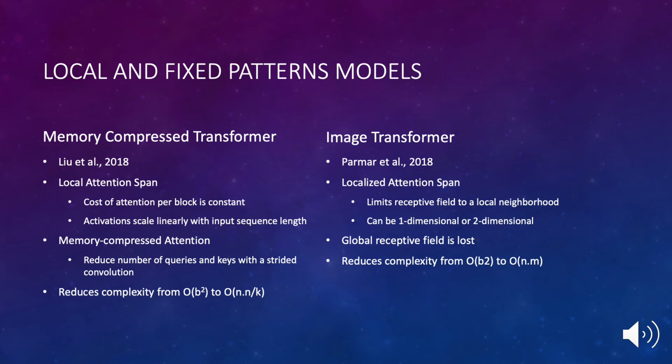In the case of image transformers, it can either be one-dimensional, as in the case of sequences, or two-dimensional, as in the case of images. The memory compressed transformer also reduced the number of queries and keys by having strided convolutions. So rather than going one at a time through the sequence, by having a stride, they can reduce some of that. And you can see the complexity lowers from quadratic to less than that in both cases.